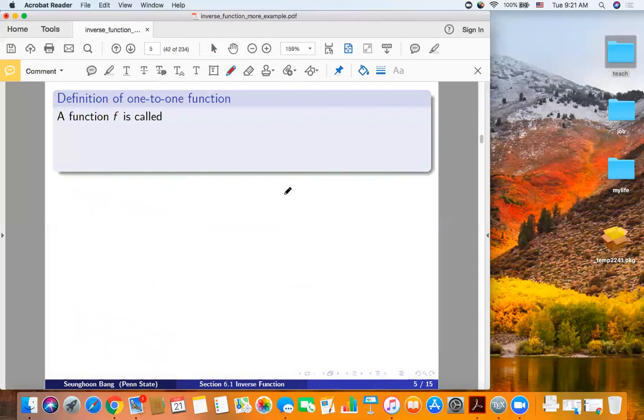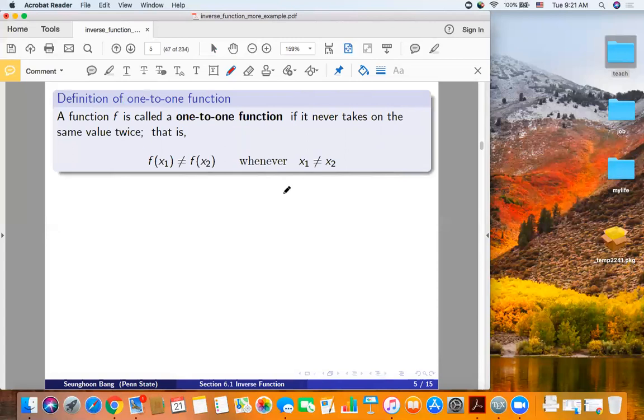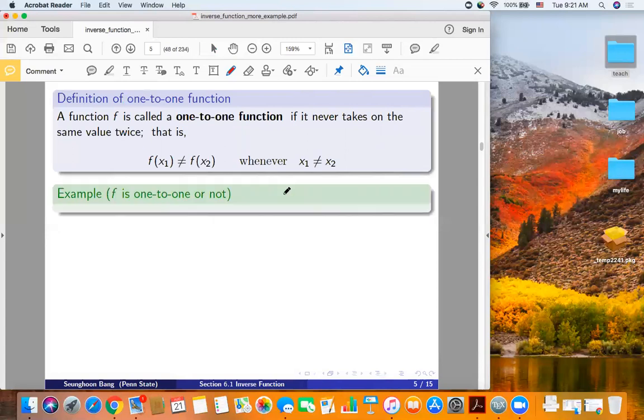Definition of one-to-one function. The function f is called one-to-one if it never takes on the same value twice. That is, f of x1 is not equal to f of x2 whenever x1 is not equal to x2. This is like a definition. So here, you can check. Is this function one-to-one or not? What do you think?